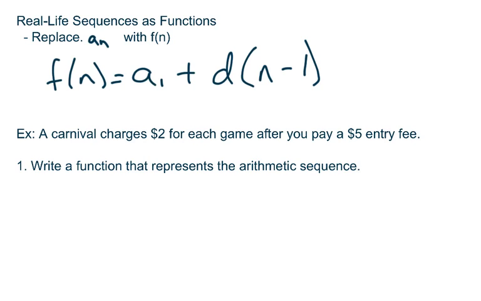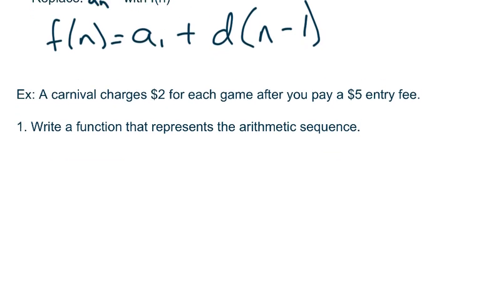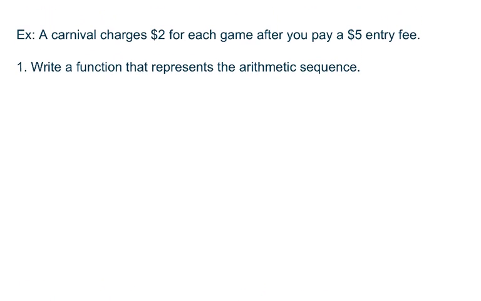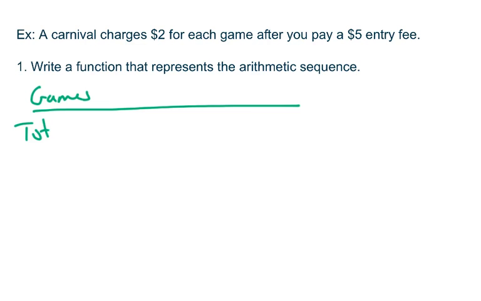Okay, so let's try a story problem here. The carnival charges $2 for each game after you pay a $5 entry fee. So you have to pay $5 to get in the carnival, and then each game is $2. Step number 1, write a function that represents the arithmetic sequence. I'm going to make a table first. I'll figure out the number of games I'm going to play and then my total cost.